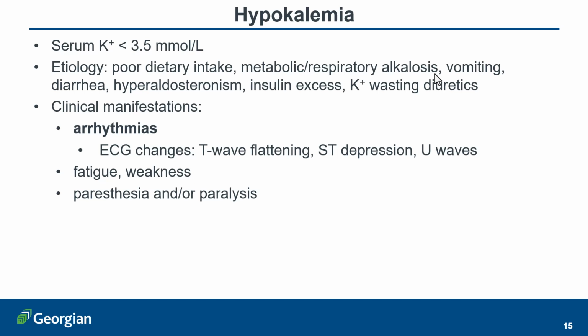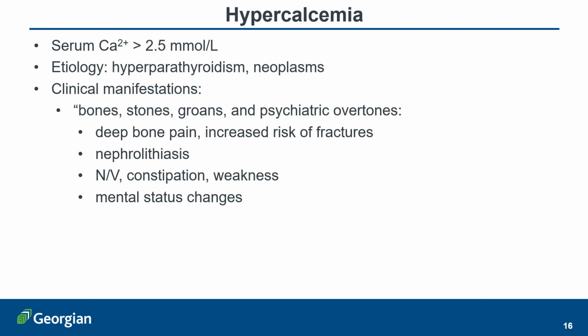The clinical manifestations are similar to those of hyperkalemia. It's all about various arrhythmias. But the ECG changes are different. In the case of hyperkalemia, it leads to peaked tall T waves. Here, it leads to flattening of the T waves, as well as ST depression and the so-called U waves. Other clinical manifestations are less specific: fatigue, weakness, and paresthesias and paralysis, again due to alterations in the resting membrane potential. Let's move on to discuss the disorders of calcium balance, starting with hypercalcemia.